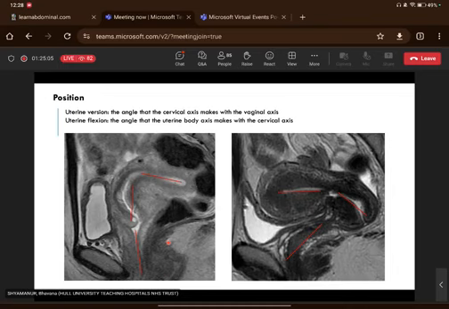A quick note on position, because I know this one can get confusing: flexion versus version. Uterine version is the angle that the cervix makes with the vaginal axis, and flexion is the angle that the uterus makes with the cervical axis. So this patient has a cervix angled posteriorly, so this is a retroverted, retroflexed uterus, whereas this patient has an anteriorly angled cervix and uterus, so this is anteverted and anteflexed.